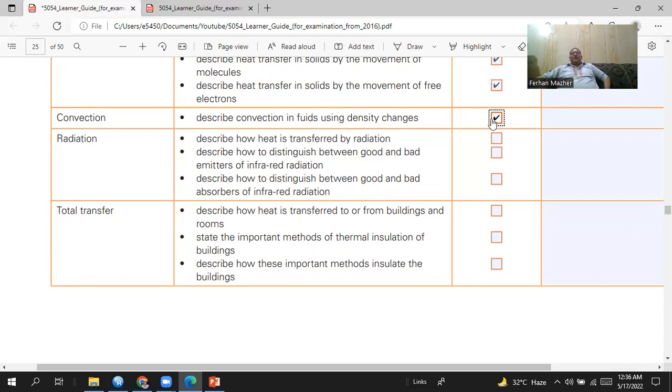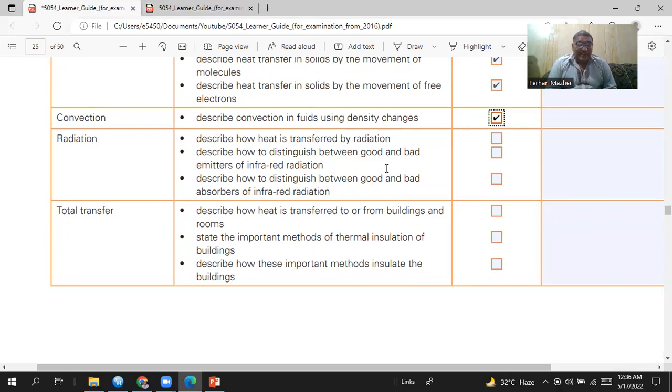Okay. So put a tick if you know this process. Radiation is the one process which does not require a medium. Conduction and convection both require a medium for their transfer. But radiation does not require a medium.